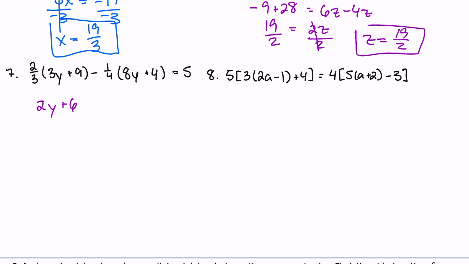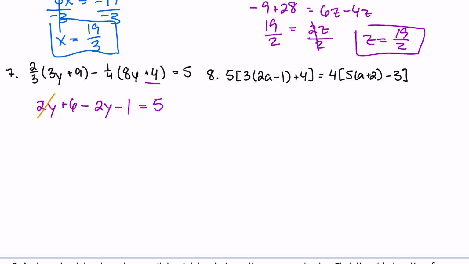And then we have negative 1/4 times 8y. So negative times positive is going to be a negative. And then 8 divided by 4 is 2. And then we have a y. And then we have negative 1/4 times 4. So negative times positive is negative. And 4 divided by 4 is 1. And all of that is going to equal 5.